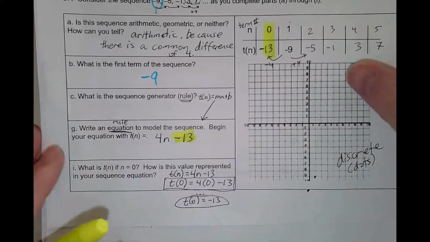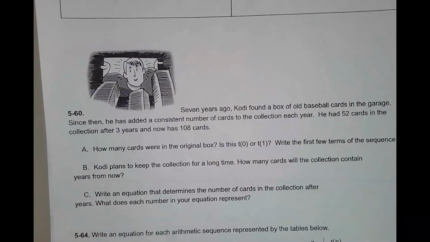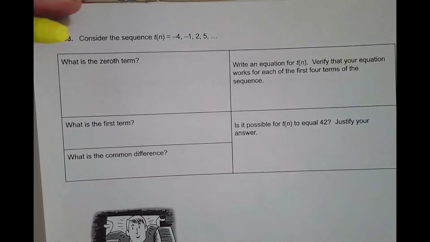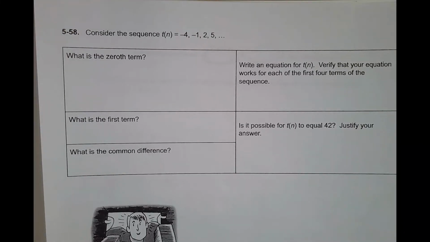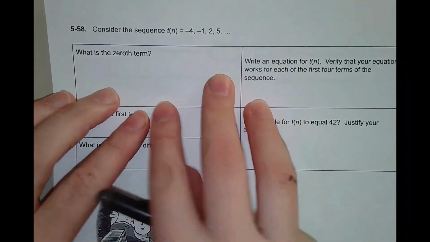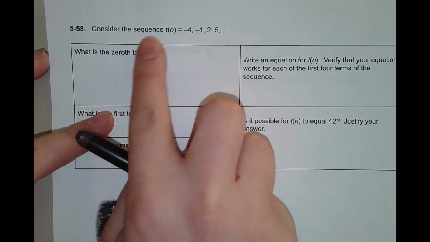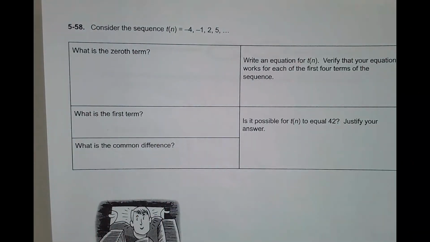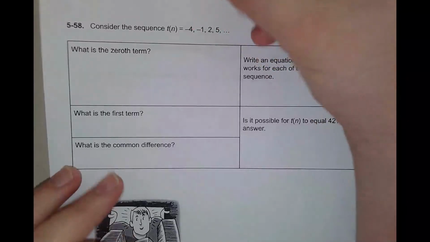All right, let's go ahead and flip over to the back so we can go ahead and check our work for these problems right here. Now 58 is a very good problem. The next problem, 60, is a little bit more challenging, but for this one we're going to start off with number 58 here to check our work. Consider the sequence -4, -1, 2, 5. What is the zeroth term? All right, let's see what the pattern is. What are we adding each time?